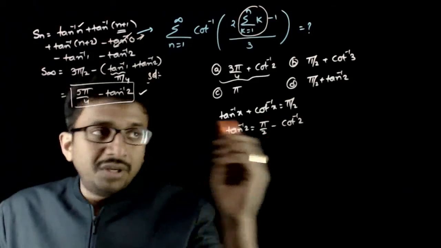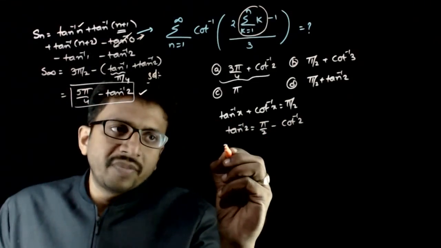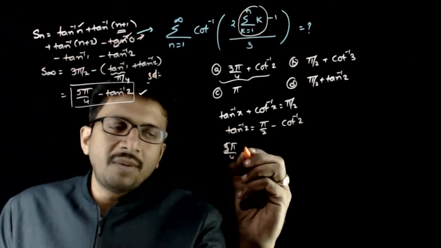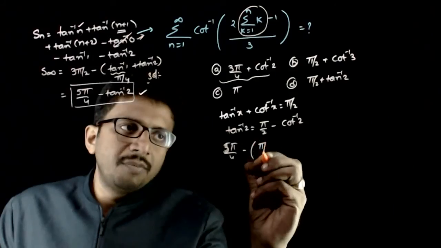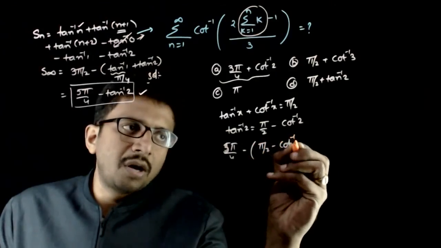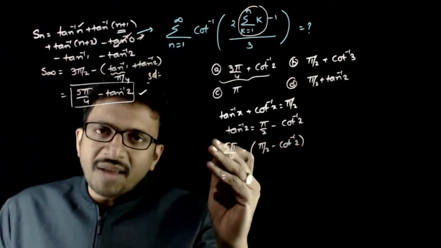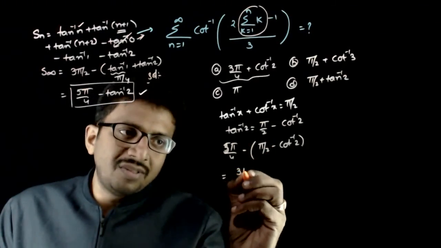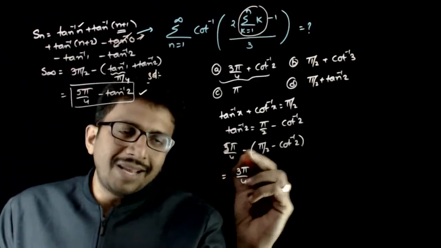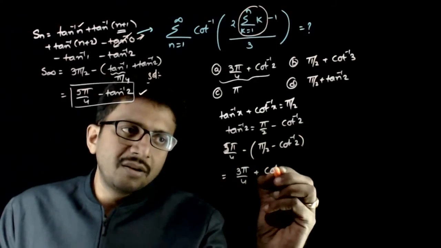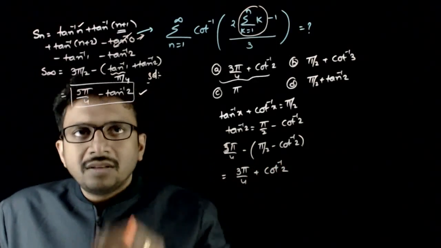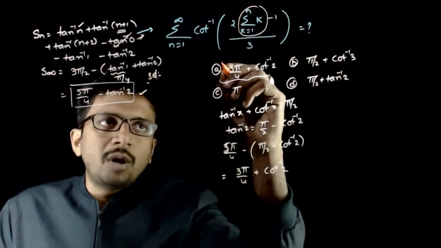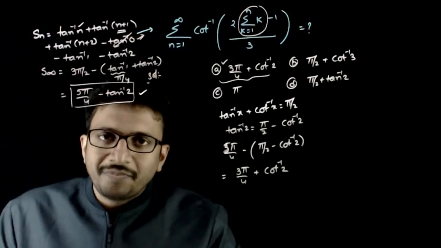So if I substitute it here, I get 5 pi by 4 minus of pi by 2 minus cot inverse 2. So 5 pi by 4 minus 2 pi by 4, that is equal to 3 pi by 4 minus of minus is plus cot inverse of 2. So this is exactly the same as 3 pi by 4 plus cot inverse of 2. So option A is the right answer to this question. Thank you.